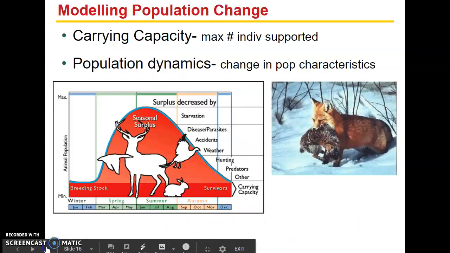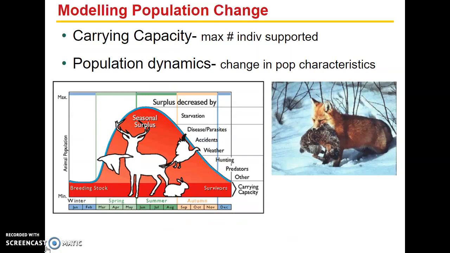Okay, so moving right along. A couple of things that affect population change now. So we were looking at population densities. Now we're starting to look at population change.